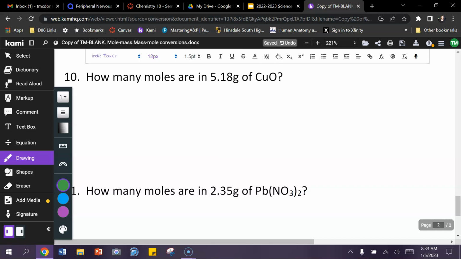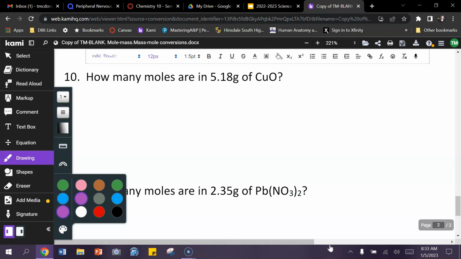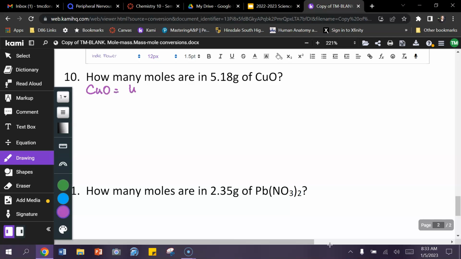Number 10. How many moles are in 5.18 grams of copper 2 oxide? Well, find the molar mass of copper 2 oxide. This is going to be copper plus oxygen. And this is 63.55 plus 16. So this is equal to 79.55 grams per mole.